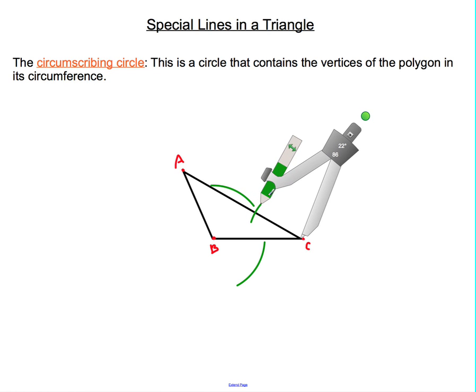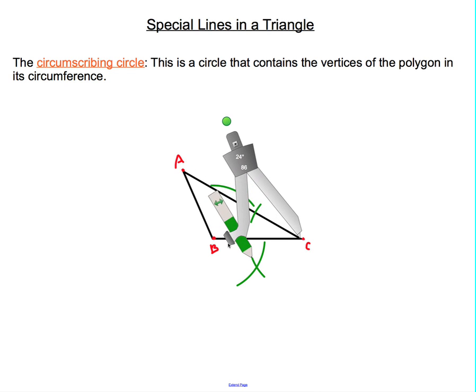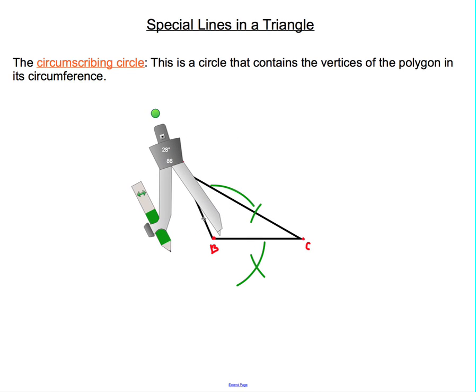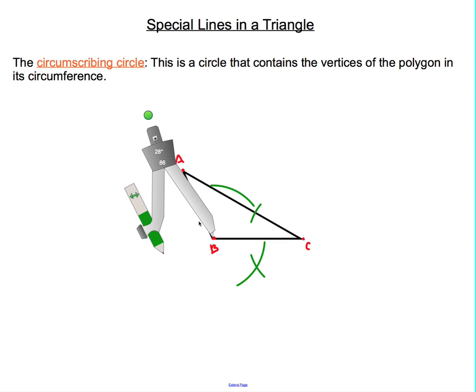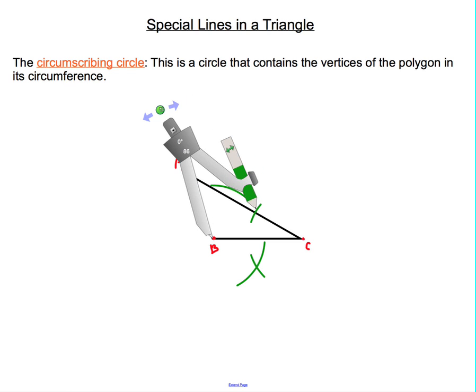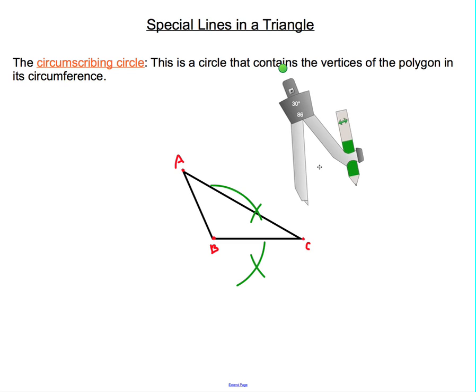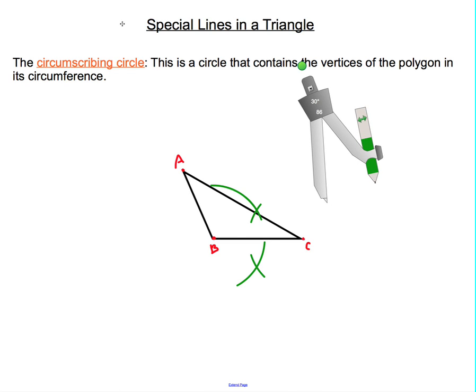Okay, so you see I haven't drawn enough of the green arc because I'm looking for a point of intersection. So let's go back to point B and let's flip this. And let's finish my arc over here. There we go. Now I've got a point of intersection, one over here and one over here.